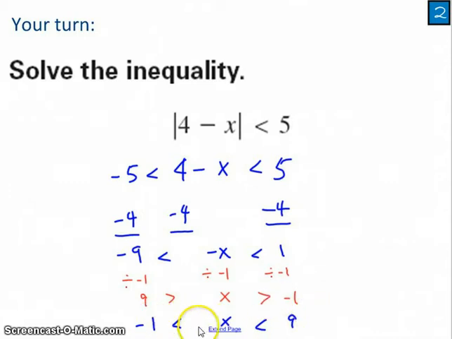And as I said in class and said in the last video, generally we would rewrite this in this order because this is the order that you would see on a number line with -1 on the left and 9 on the right. But this answer right here is acceptable to me.